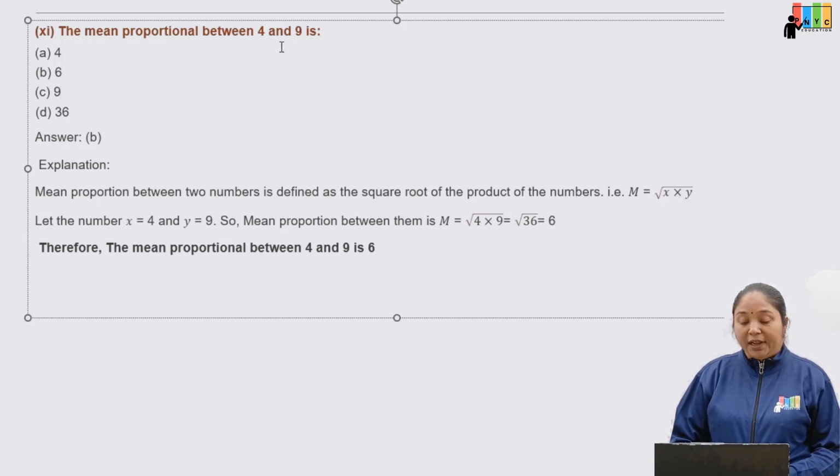Now x is 4 here and y is 9. So under root 4 into 9 means under root 36. That is nothing but 6. So the mean proportion between 4 and 9 is 6. Correct option is option number B.